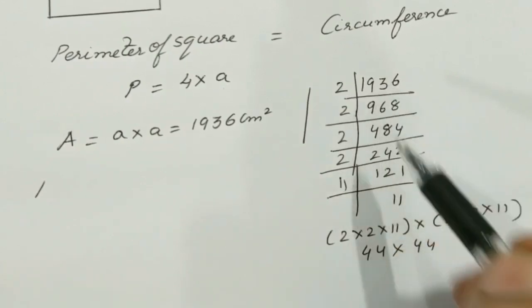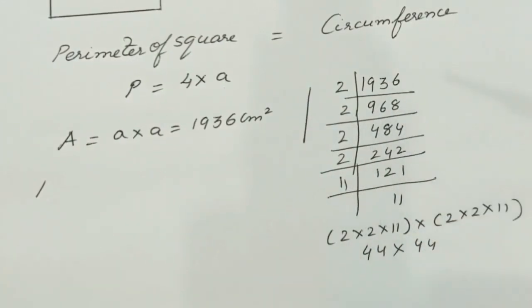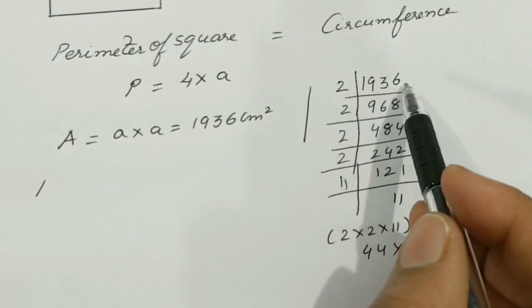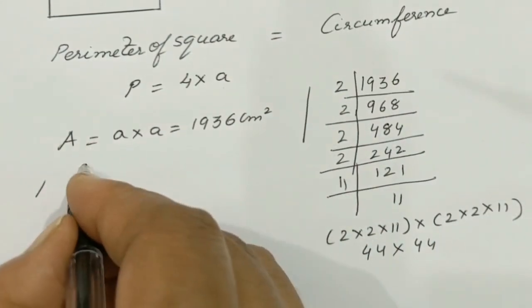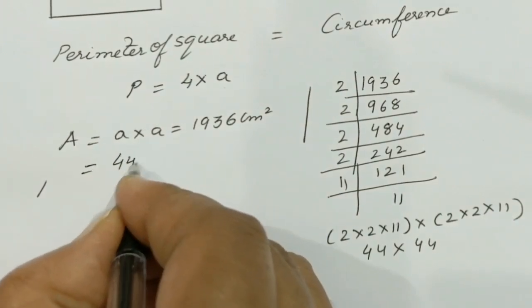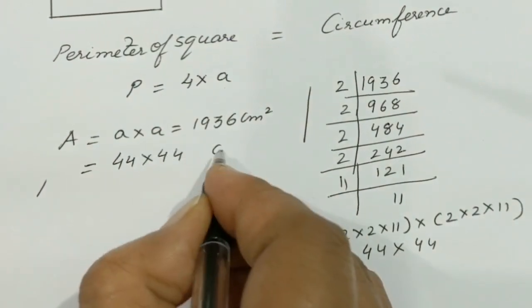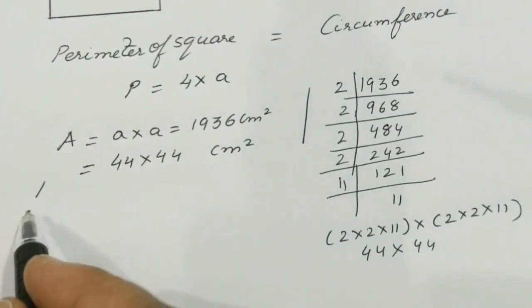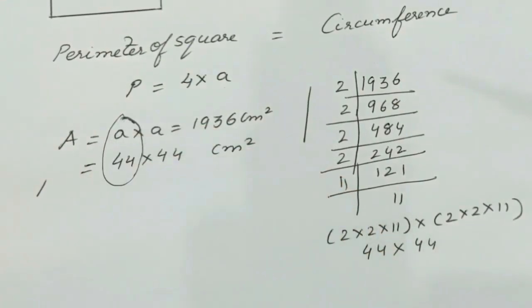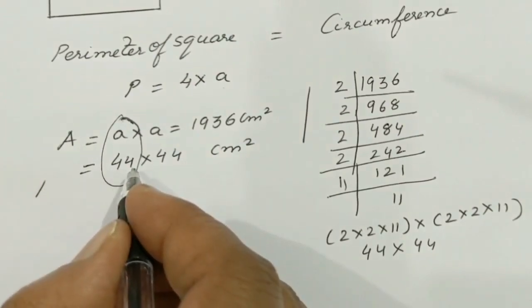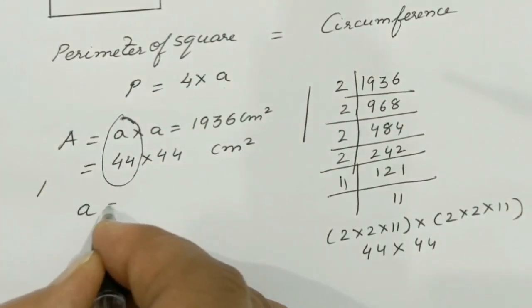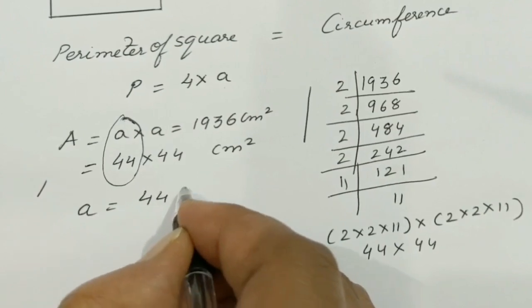So when you compare, 1936 is the perfect square of which number? 44. So here we can write it as 44 into 44 centimeter square. When you compare, each side equals how many centimeters? 44 centimeter. So from here we obtain each side. Each side is 44 centimeter.